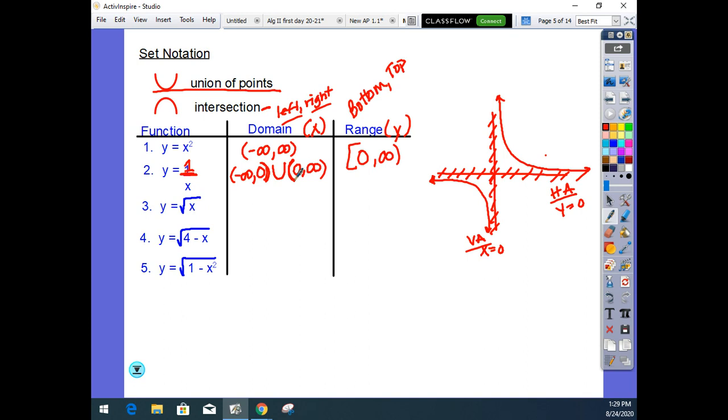How about the range? How far to the bottom does it go? This has an arrow going all the way down. So I'm going to go negative infinity. This goes all the way up to 0, but doesn't include 0 because there's also an asymptote there. So my range actually looks exactly like my domain. It goes all the way to the bottom, it goes all the way to the top, but it does not include 0. The next one's way easier.